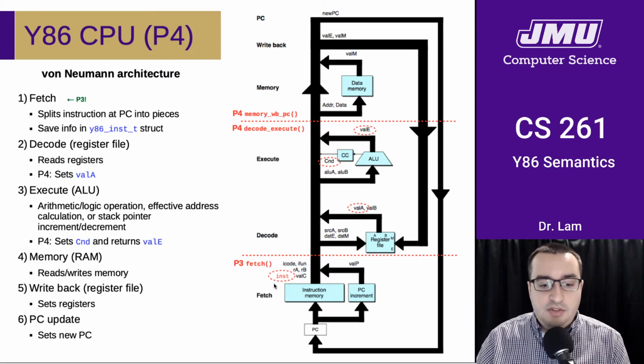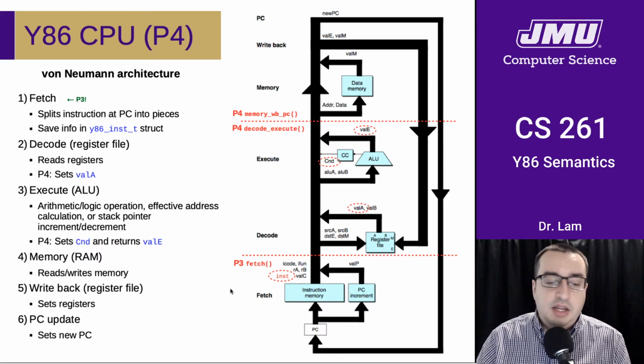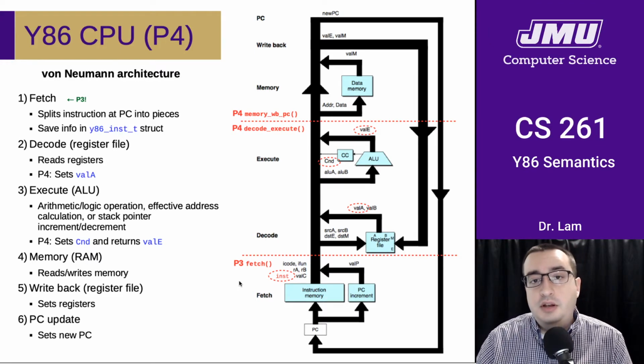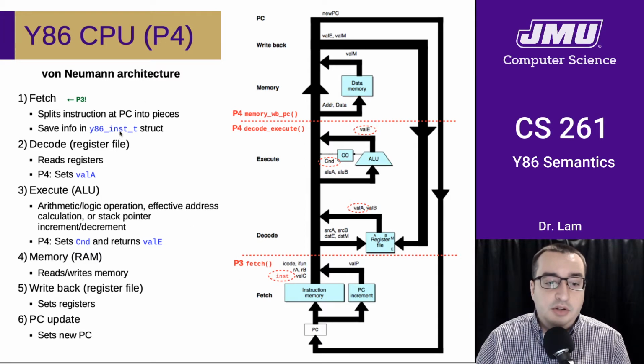So the fetch phase is part of project 3. This is the one that reads in instructions from memory and takes the pieces and arranges them so that the later stages can use all those pieces. And you did this in project 3, actually, when you pulled in data and put it into this Y86 instruction struct. That's really all these little pieces put together into a struct, and that's going to be an input to the later stages. And so I've denoted that here in the diagram with a little red dotted circle around it.